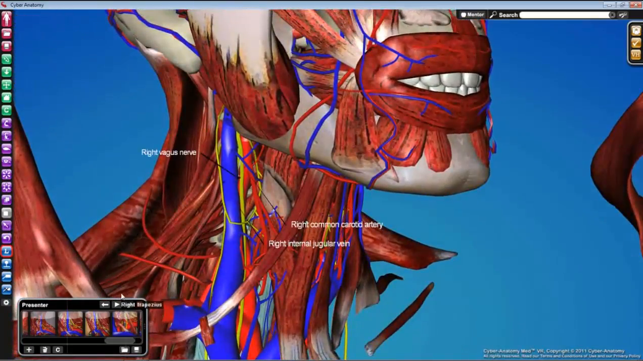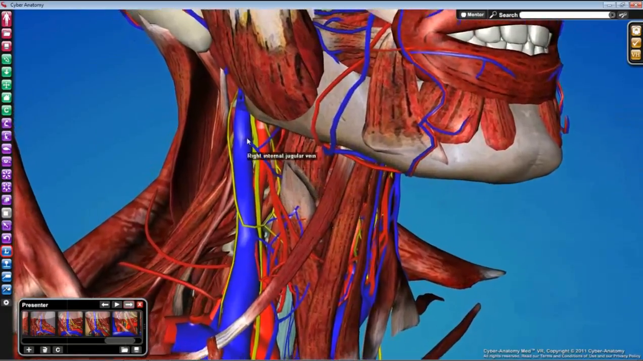Let's do that. We've got common carotid, medial, and internal jugular lateral. These should be pretty obvious structures. They're pretty big. In between them would be the vagus nerve. You'll probably have to get down in between the two. It's usually a little deeper than it looks here.